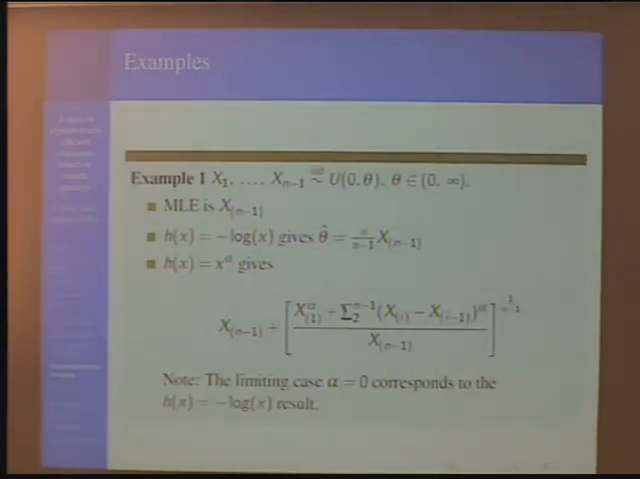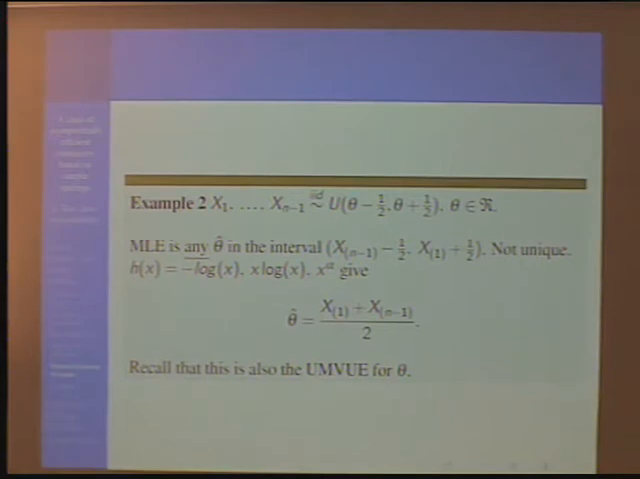Okay, here is something to convince you that this is an interesting enough idea. If you have observations from the uniform on 0 to theta, the MLE is the sample maximum. Whereas if you take h of x to be log x, you get the spacings estimate to be n over n minus 1 times the sample maximum, which is the UMVUE. So in other words, the UMVUE is spit out by this method of spacings estimation.